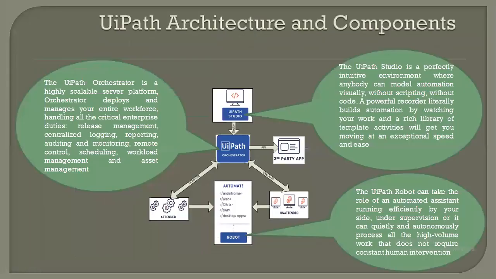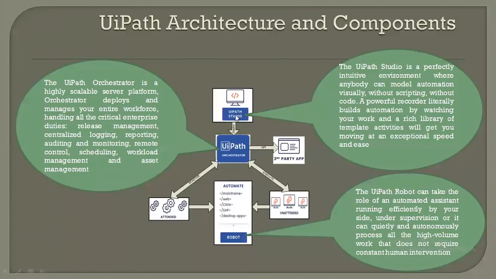Okay, I just wanted to cover a little bit of architecture and component level for UiPath and Blue Prism. Till now I just covered high-level concepts of RPA. Now I'm going to talk about the UiPath architecture and components. If you see the UiPath architecture, there are three components here. One is UiPath Studio, the second one is UiPath Orchestrator, and the last one is Robot.